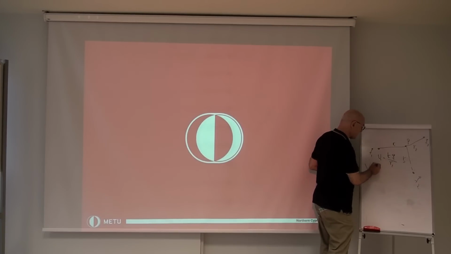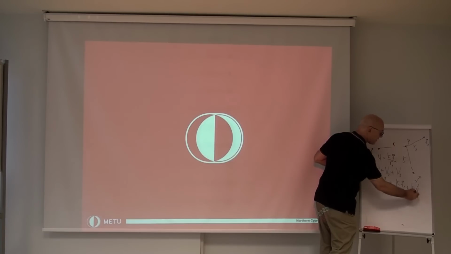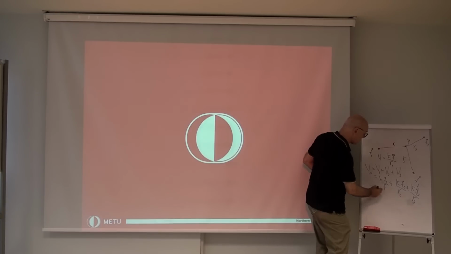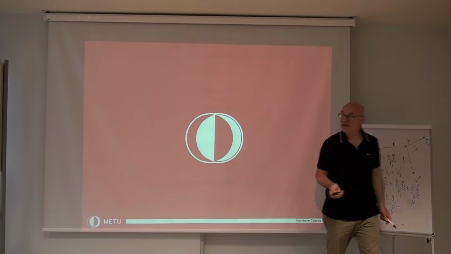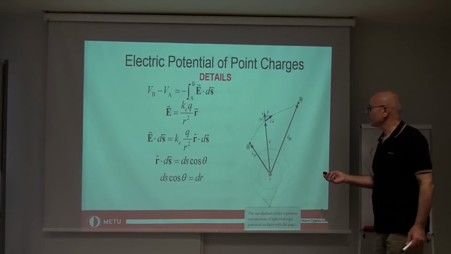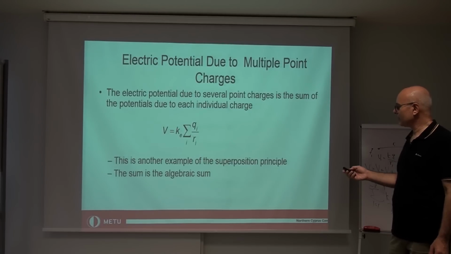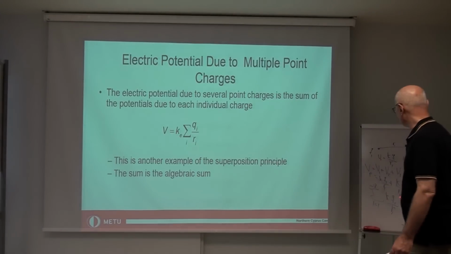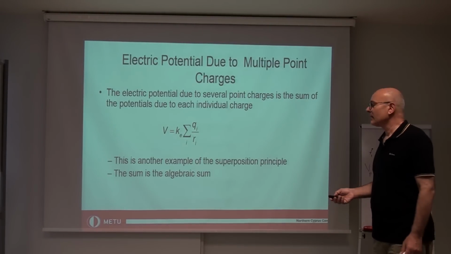Now since the potential is a scalar, this addition will be a scalar addition. So V at P will be V1 plus V2 plus V3, and it will be K Q1 over R1 plus K Q2 over R2 plus K Q3 over R3, which we write as the sum over i from 1 to 3 of K Qi over Ri, which is just the expression that we have just considered. And this is another example of superposition.